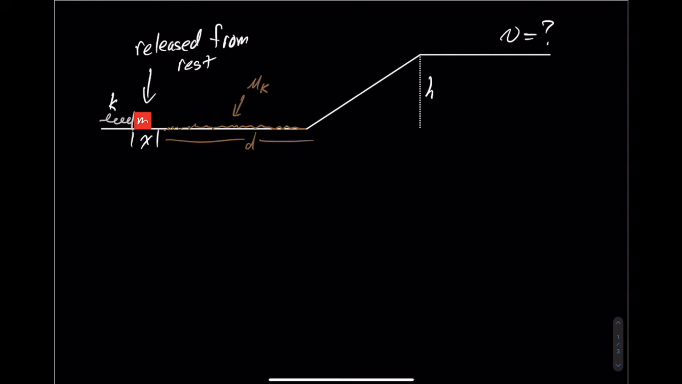Here's a problem that's similar to the last one. This one also includes friction on the horizontal surface. In this case, we're trying to, again, find the final velocity, and we're going to define our system. You can define it as broadly or as narrowly as you want. I'm going to define it broadly, so it's the block, spring, earth system.